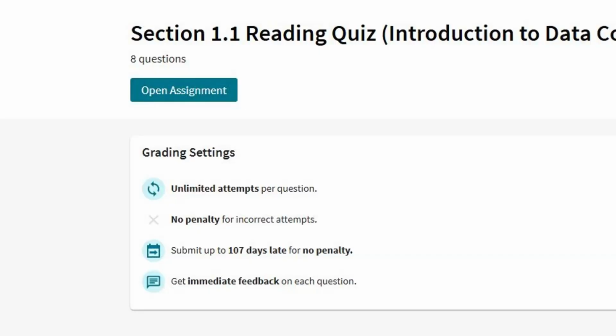Achieve will let you know when you click on an assignment whether or not you get penalized for multiple attempts. So just check that before, but most of them will not. And you got 107 days to finish this. That's the end of the semester.